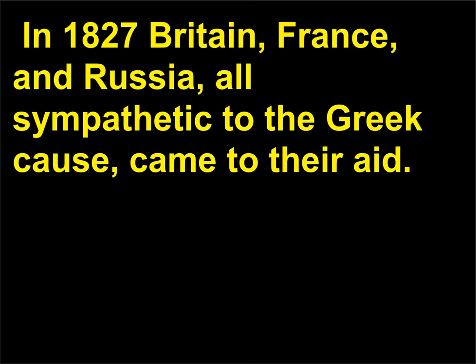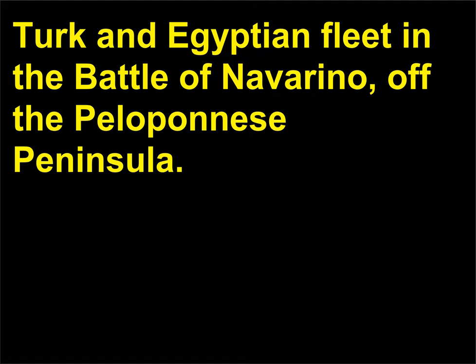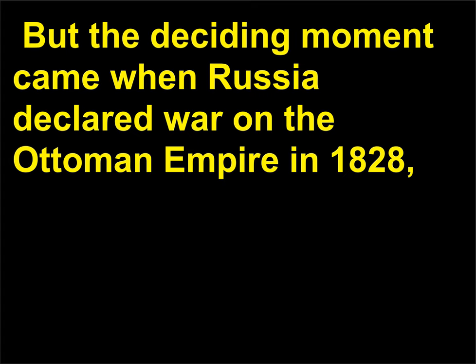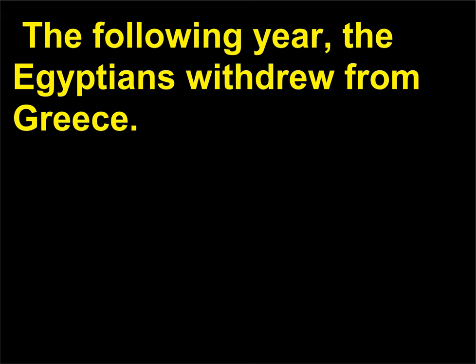In October of that year, a combined fleet of the three European powers defeated the Turk and Egyptian fleet in the Battle of Navarino, off the Peloponnese Peninsula. But the deciding moment came when Russia declared war on the Ottoman Empire in 1828. And the Ottoman Turks turned their attention to fighting the Russians. The following year, the Egyptians withdrew from Greece.